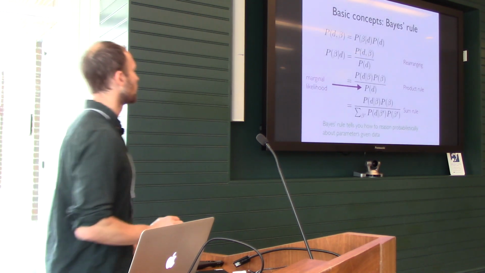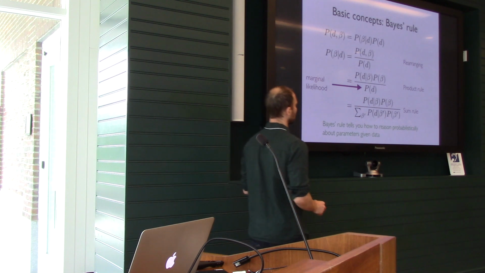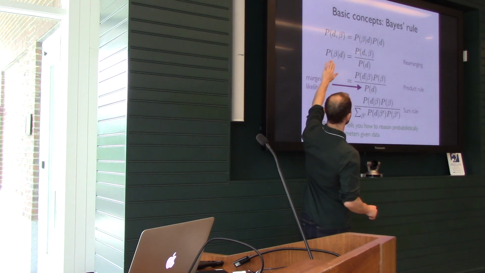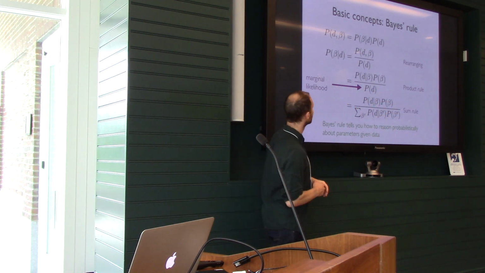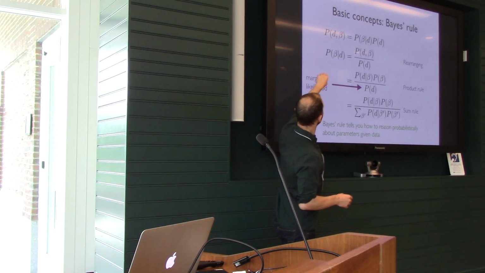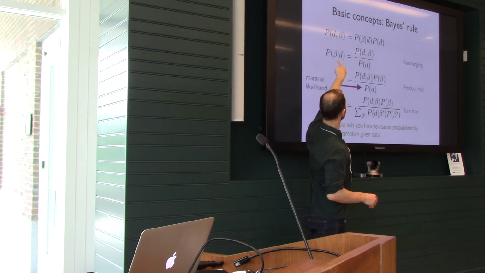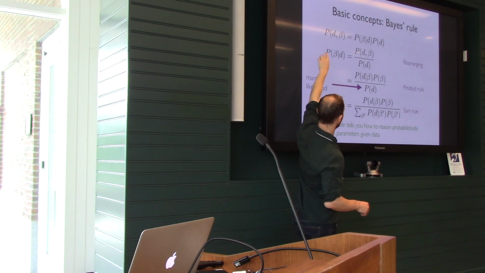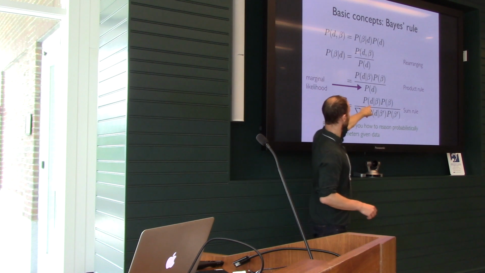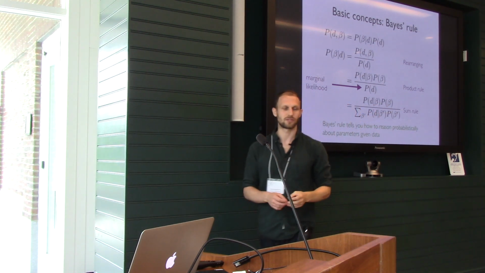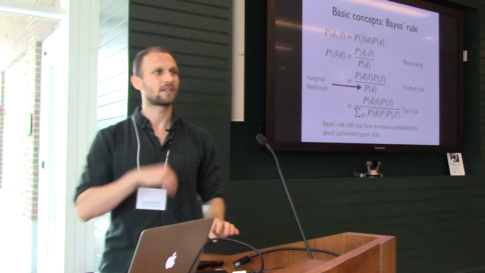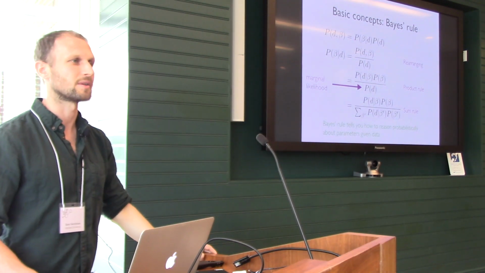All right, and so don't worry about this derivation. I just put this up here to show you that it's quite straightforward, by applying these product and sum rules, to derive Bayes' rule. So you can show that the posterior probability of the parameters given the data is proportional to the likelihood times the prior, divided by this normalizing constant, which is called the marginal likelihood. And the marginal likelihood will come up later when we talk about model comparison.